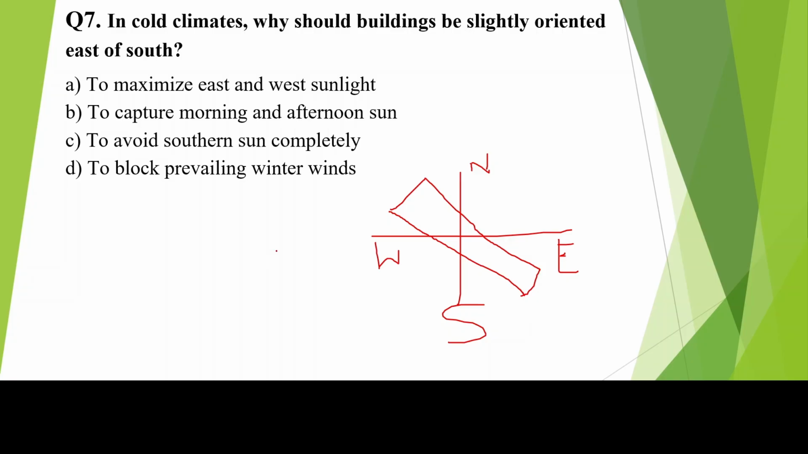Why? Is it to maximize east and west sunlight, or to capture morning and afternoon sun, or to avoid southern sun completely, or to block prevailing winter winds? What is the most appropriate answer for this question number 7? Try to give your answers for this question number 7. Let's see how many of you can answer it correctly.